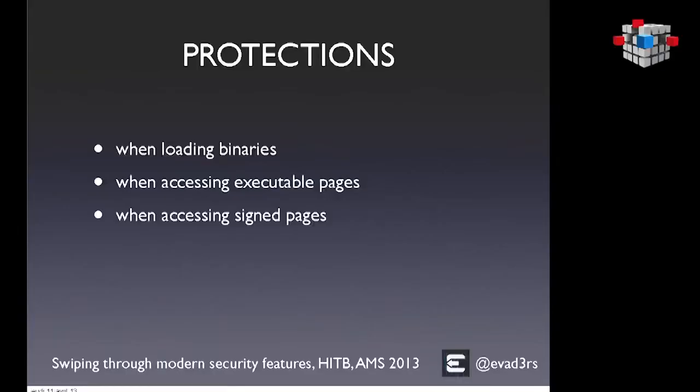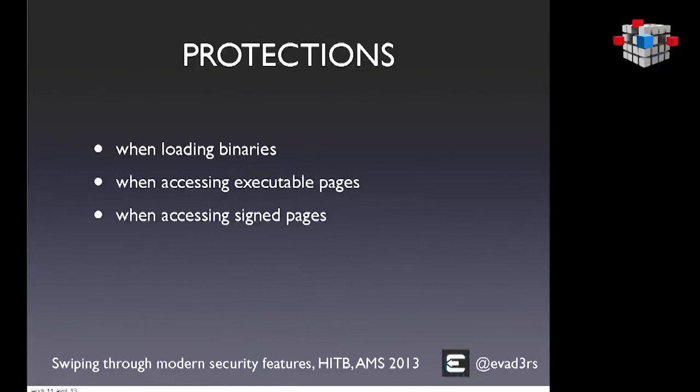So, about code signing, where are the protections? Where is it verified? Where is it enforced? First, when the kernel loads binaries. When some process tries to access executable pages, the kernel will verify at that time that everything's correct. And of course, when you try to access signed pages, even if they are not executable, the kernel will verify that everything's good, that they are not tainted, and stuff like that.